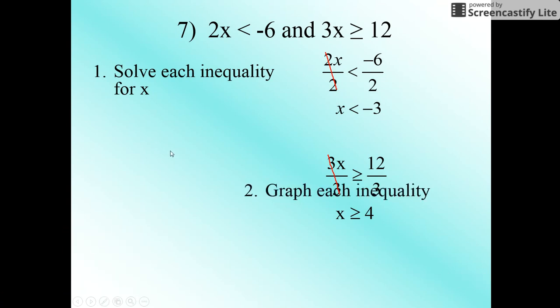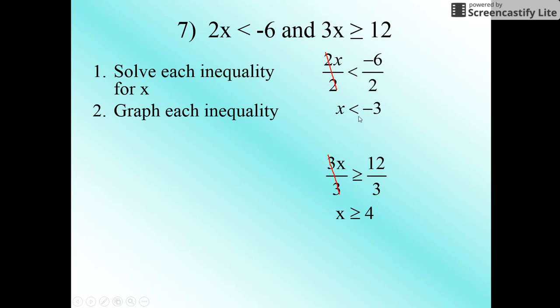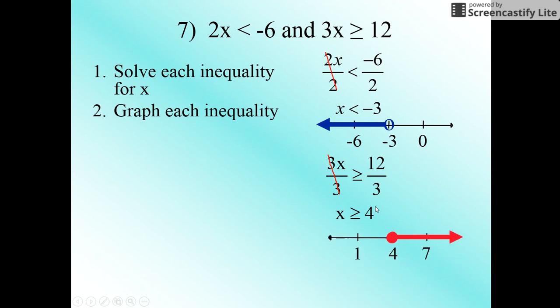Next, we want to graph each inequality. This one is x is less than negative 3, so we're going to have an open circle at negative 3, and we're going to shade to the left. In this one, we have x is greater than or equal to 4, closed circle at 4, and we're going to shade to the right.